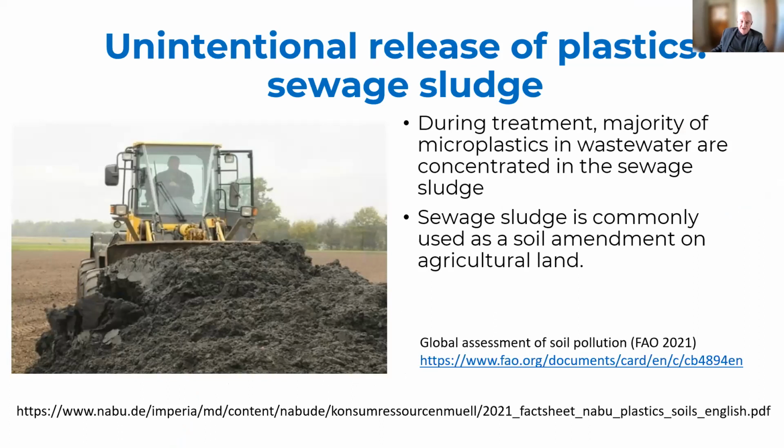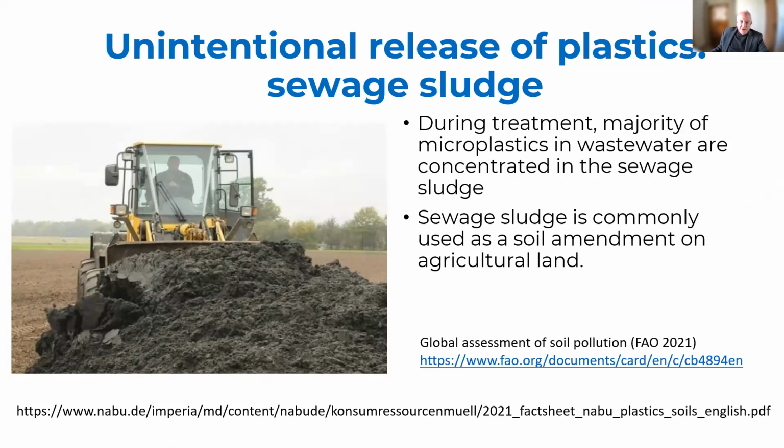Microplastics resulting from, for example, washing synthetic clothing end up in wastewater systems. Where these are processed through wastewater treatment plants, the microplastics are concentrated in the sewage sludge, which is often used as a soil amendment.